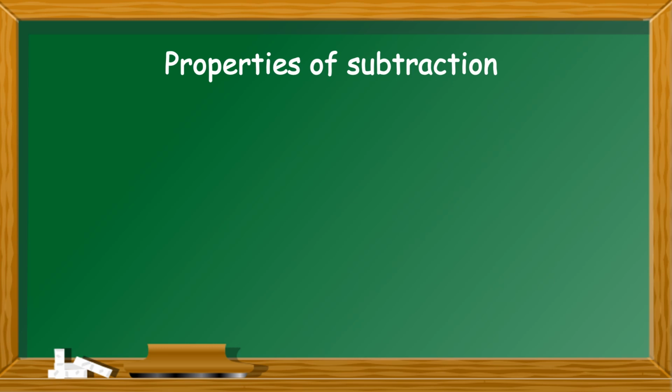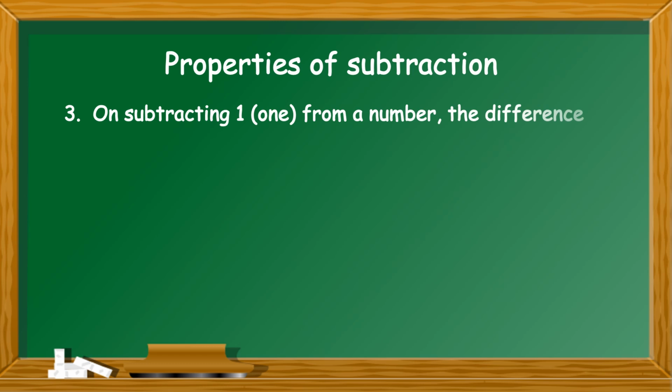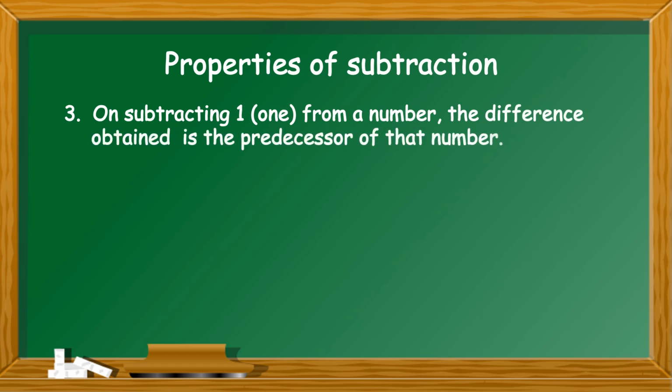Property number 3. On subtracting 1 from a number, the difference obtained is the predecessor of that number. For example, 70 minus 1 is the predecessor of the number 70, which is 69. Or 330 minus 1 is the predecessor of 330, which is 329.